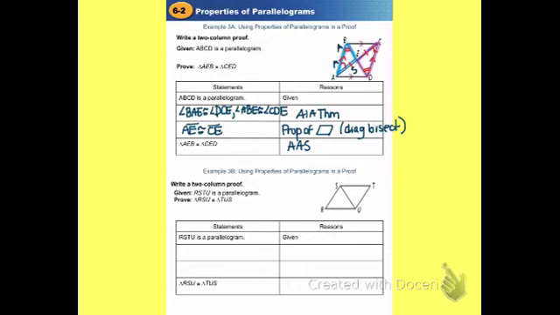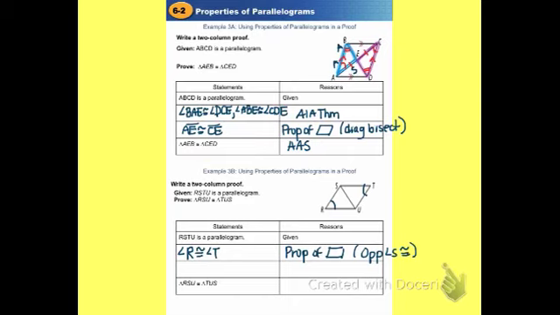How about if we started off and we said, well, opposite angles are congruent. So we could start off saying that angle R and angle T were congruent. That's easy enough. And that's because of the fact that opposite angles are congruent in properties of a parallelogram. So we could say properties of a parallelogram, and the actual reason is opposite angles are congruent.